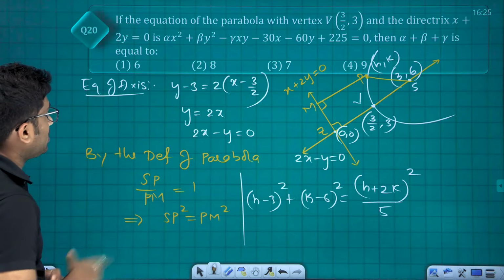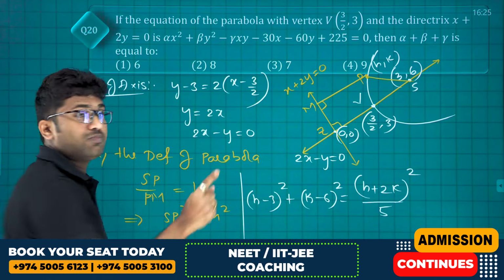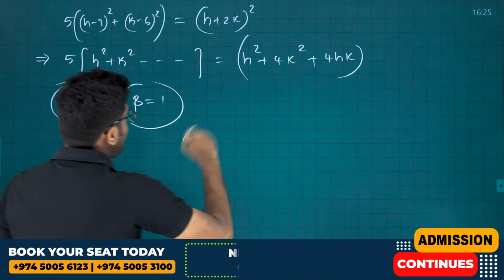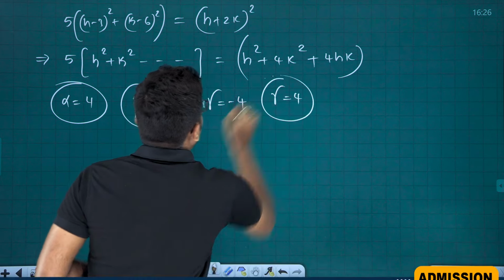That means the coefficient of xy is minus 4. But they have given the coefficient of xy as minus gamma. So minus gamma is equal to minus 4. Gamma is equal to 4, friends.